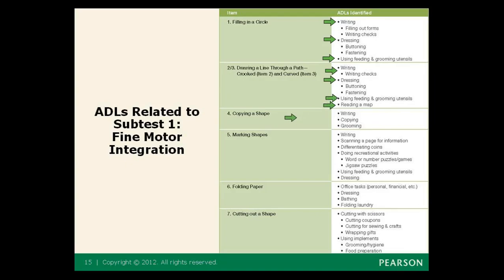When we're looking at copying a shape, the related ADLs are writing, copying, and grooming. With marking shapes, we see writing again. We see writing a few times here. Then we also add things like scanning a page for information and differentiating coins. We see recreational activities here as well, and dressing. Folding paper, of course, you can think of as related to office tasks. Again, dressing, bathing, and folding laundry. And then cutting out a shape was seen as related to cutting with scissors, using implements, and so forth.